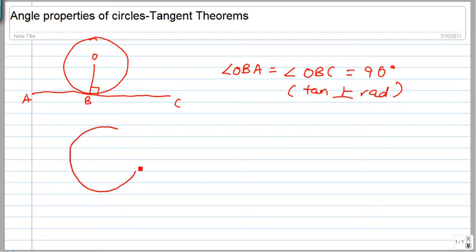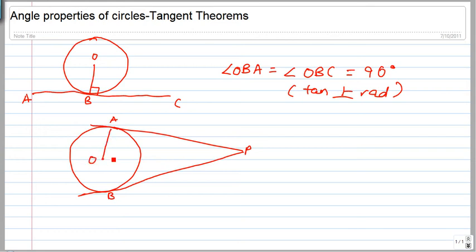So, let's say you have two tangents. This is one tangent, and this is another tangent. You have two tangents, this is A, this is P, and this is B. This is the center of the circle O. AO is the radius of the circle. OB also is the radius of the circle.